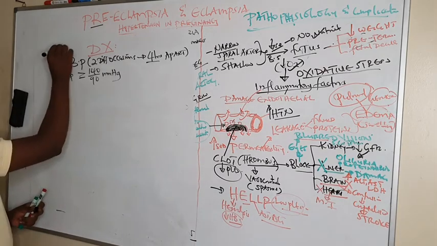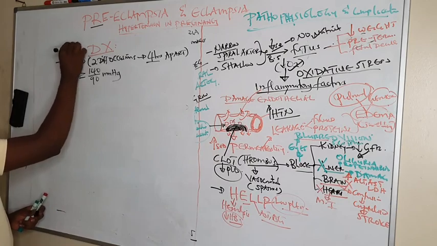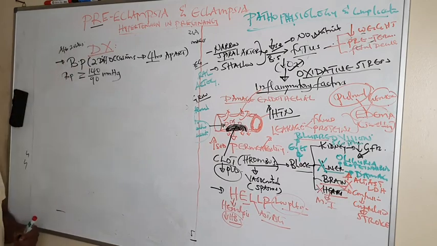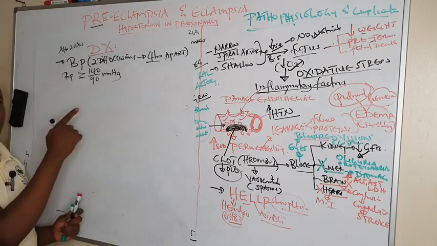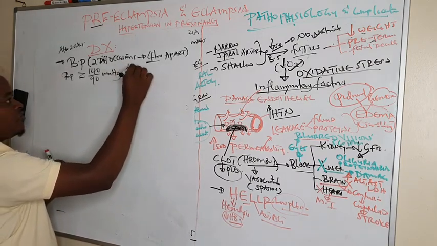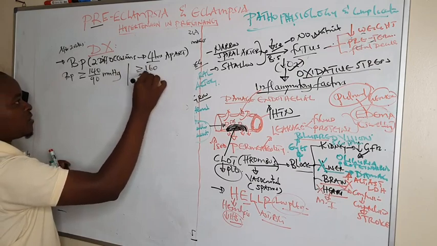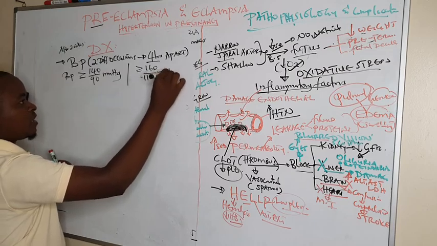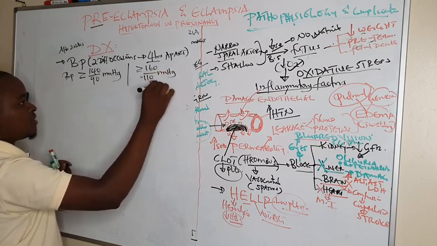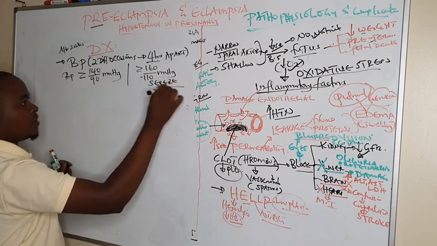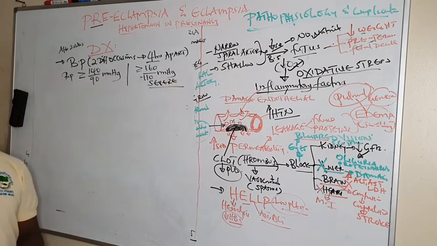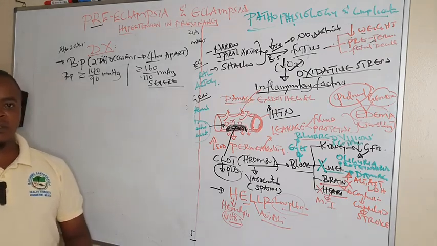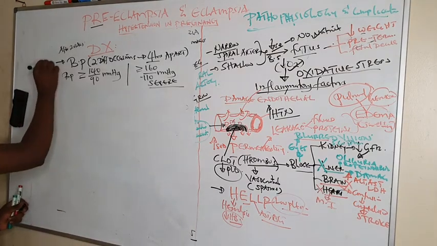Remember, it is after 20 weeks. But if you measure this blood pressure on two different occasions and you find it is greater than or equal to 160 over 110 millimeters of mercury, this one is regarded as severe preeclampsia. This one is severe and it needs much attention. That is one of the diagnostic measures.